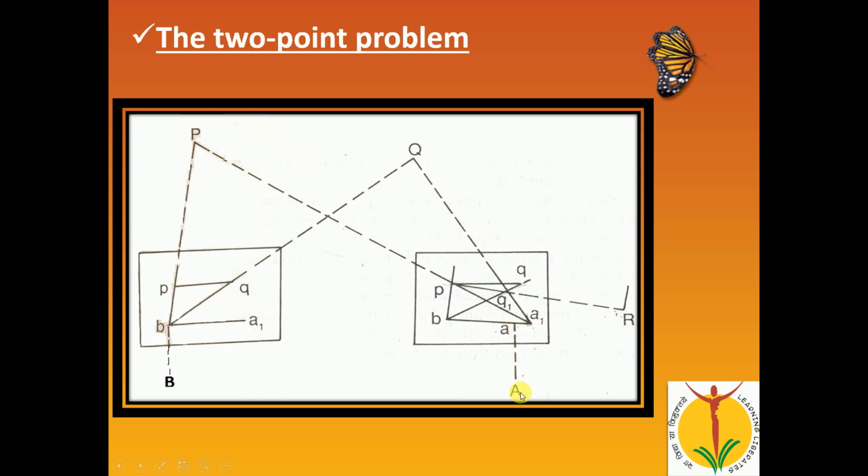So this is the two-point problem method, which we use when the positions of the two ranging rods are known on the ground and the positions of the same two points are known on the drawing sheet. So this is the two-point problem method.